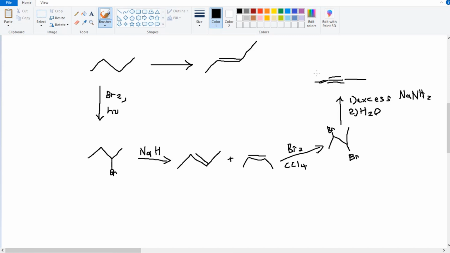Now, what could I do with this guy to get 100% trans alkene? What'd you say? Na and NH3. Sodium and ammonia reduction. So if I put sodium metal, Na, and ammonia, that sodium ammonia reduction would give us a trans alkene. 100% yield. No need to separate. No waste.